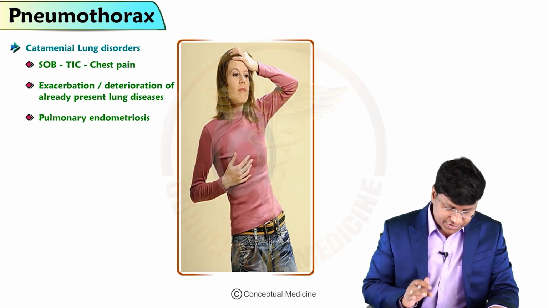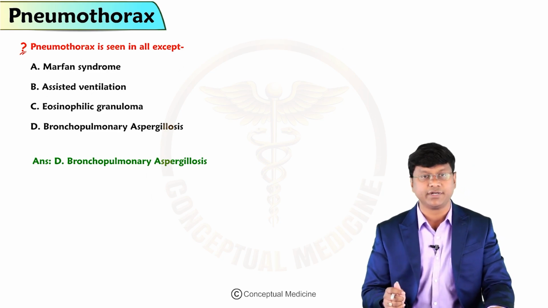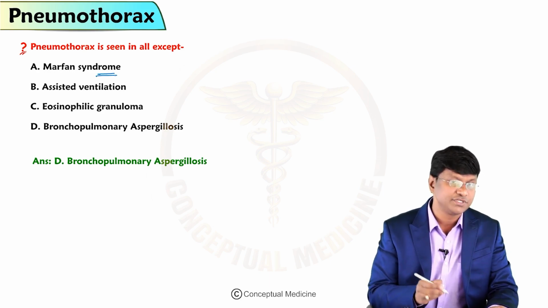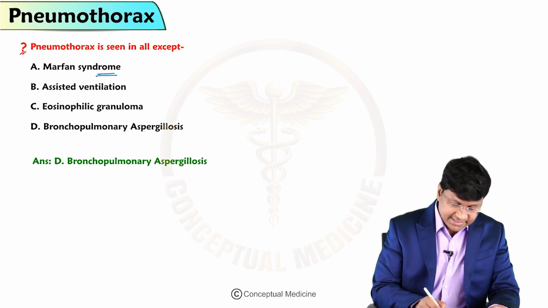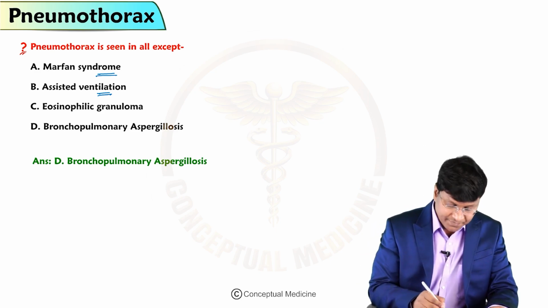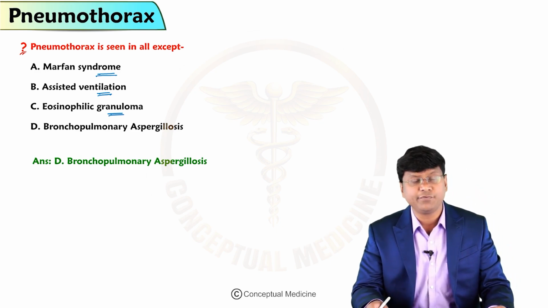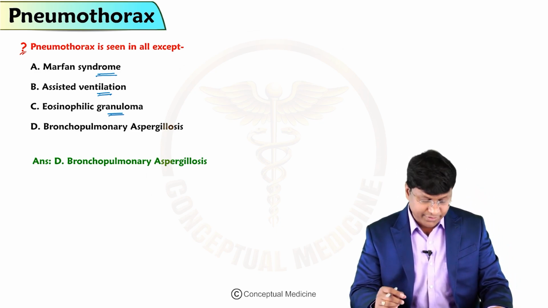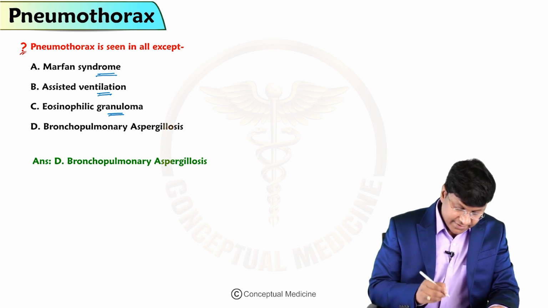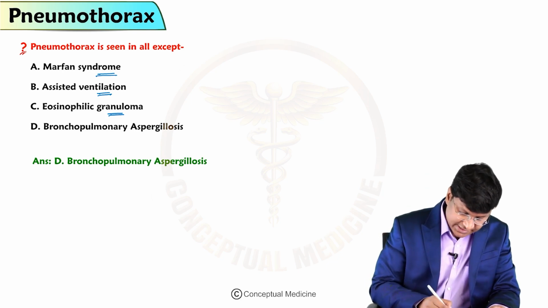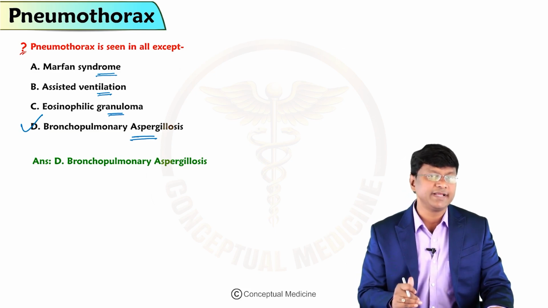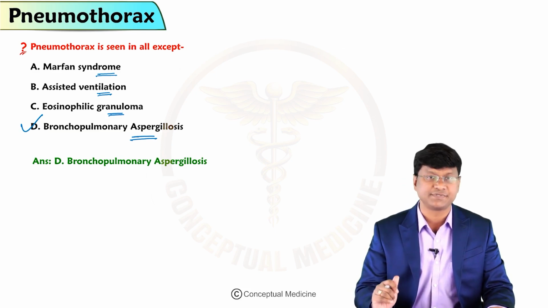Now going back to our question, what we have discussed initially regarding the etiology. Pneumothorax is seen in all except which one? Marfan syndrome, a connective tissue disorder, can cause pneumothorax. Assisted ventilation, particularly positive end expiratory pressure, can make the individual develop pneumothorax. Eosinophilic granuloma, a form of interstitial lung disease with Langerhans cell histiocytosis, can cause pneumothorax. And where you will not have pneumothorax is in bronchopulmonary aspergillosis. So in bronchopulmonary aspergillosis, the pneumothorax is absent.